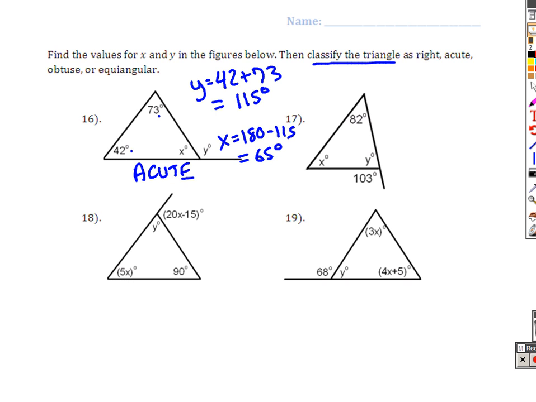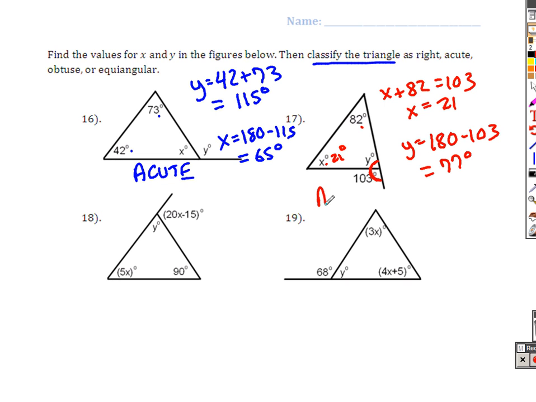Looking at number 17, same thing, using exterior angles, x plus 82, the two remote interiors, must equal the exterior 103. Simplify that, solve it, x equals 21 degrees. You can then find y by again making a linear pair, so 180 minus 103, that means that y equals 77 degrees, and again we have an acute triangle as a result.